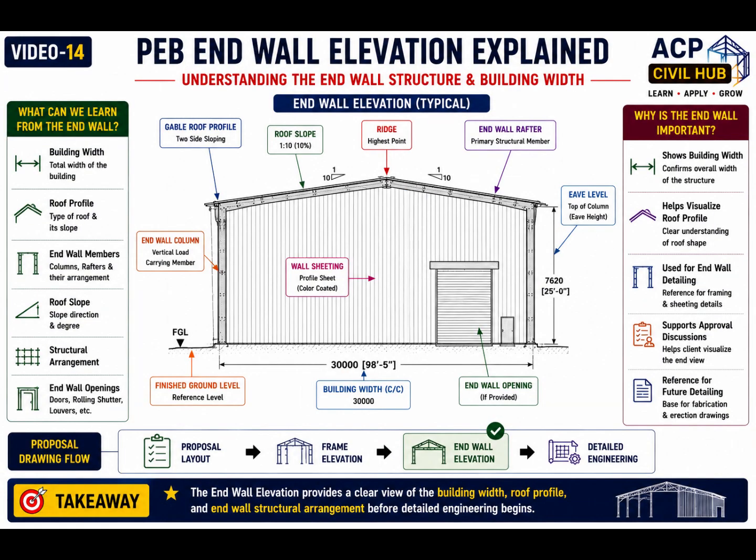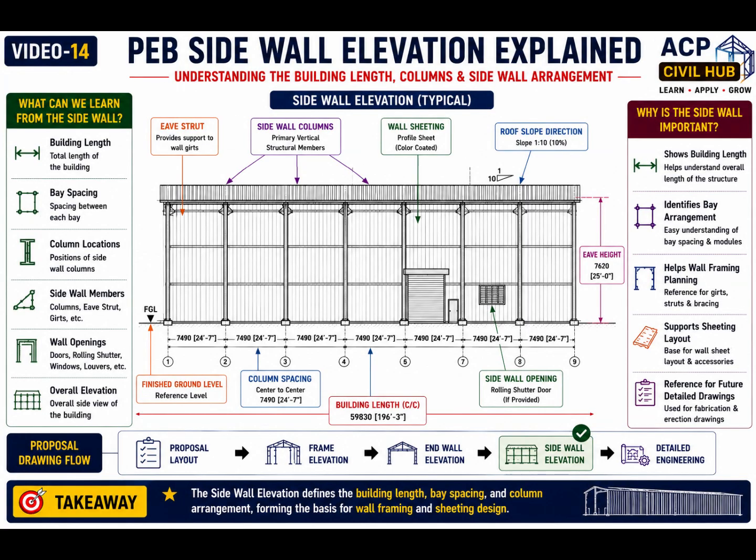Now let's look at the end wall elevation. This view represents the building from the front or rear side. It clearly shows the building width, roof profile, end wall columns, end wall rafters, wall sheeting, and any openings such as rolling shutters or doors. The end wall elevation serves as an important reference for future detailing and fabrication drawings.